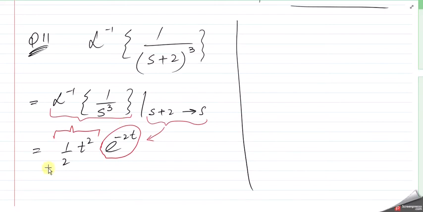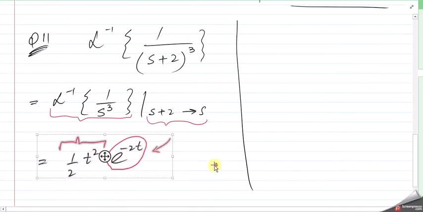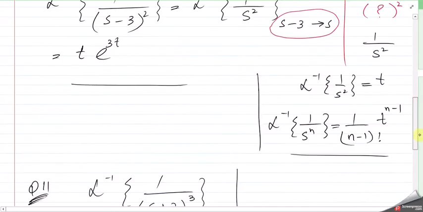let's slightly pull it down to make better sense of it. Yeah, that's better. So there are two parts in the question. We change s plus 2 to s, but then this thing compensates for e power minus 2t, and this thing gives 1 over 2 t square. This is from the formula for inverse. Okay, so Laplace inverse of F of s minus a: s minus a goes to s, and we attach e power at and then write the inverse of F of s here.